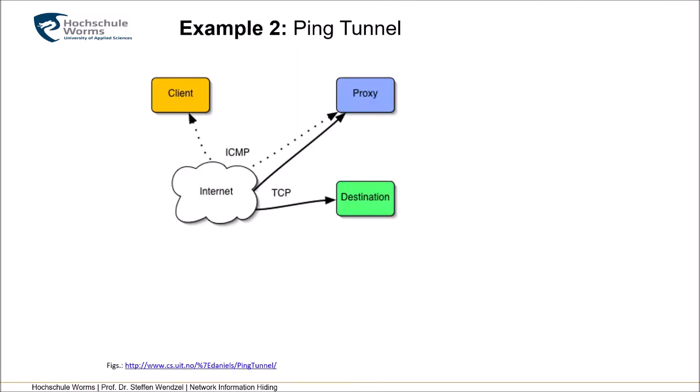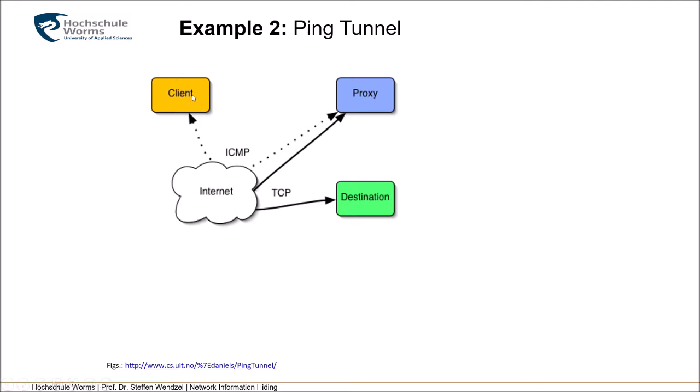Another example is ping tunnel. Ping tunnel is a little bit more sophisticated. So the ground setup is as follows. A client wants to communicate with a destination over the internet, but the client is not permitted to directly communicate via TCP to the destination. For instance, let's assume the port is blocked by a firewall.